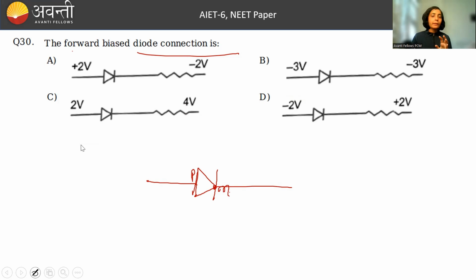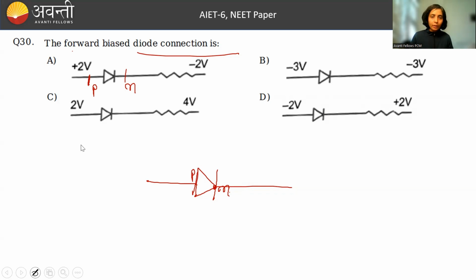In forward bias, the P side is connected to the positive terminal and the N side is connected to the negative terminal. That is, the potential of the P side is greater with respect to the potential of the N side. Now see, this is the P side, this is the N side, and the N side has a potential of minus 2 volt, the P side has a potential of plus 2 volt. So definitely the potential of the P side is greater than that of the N side.